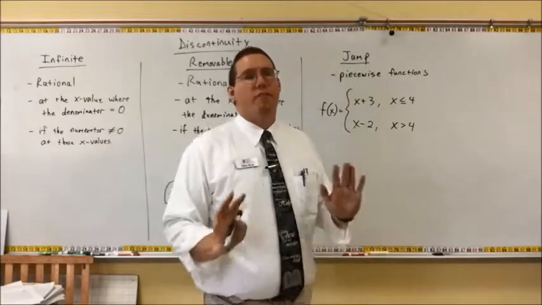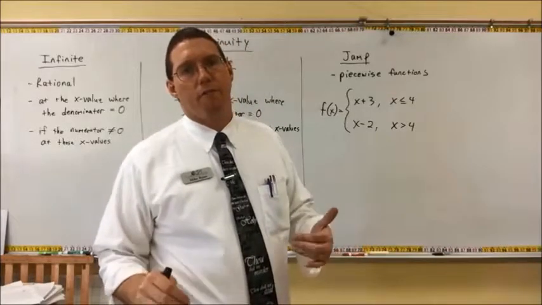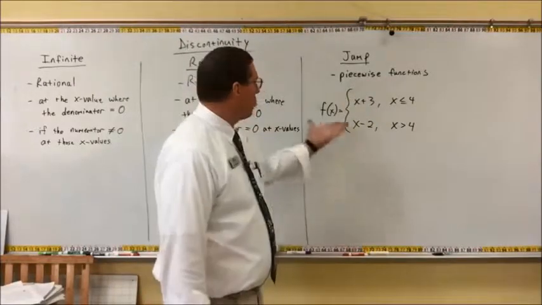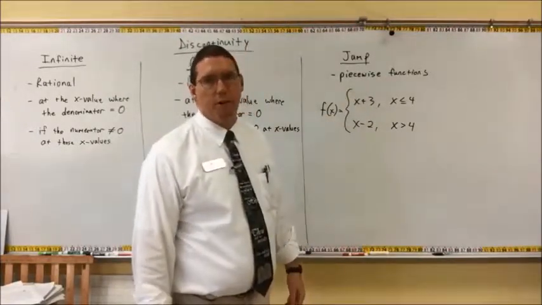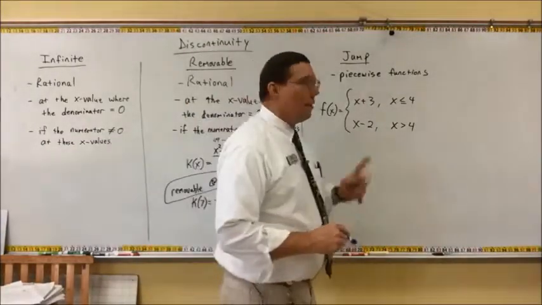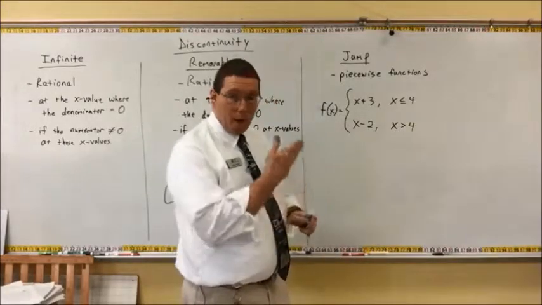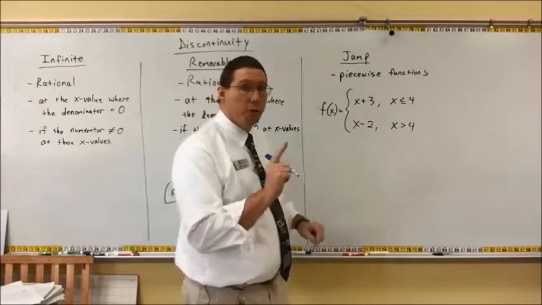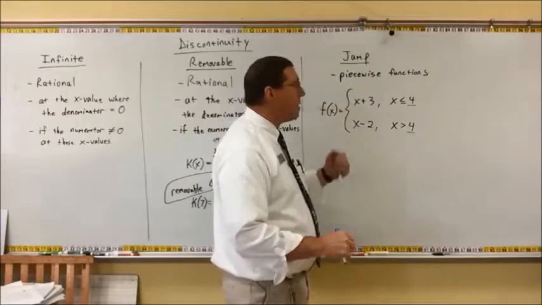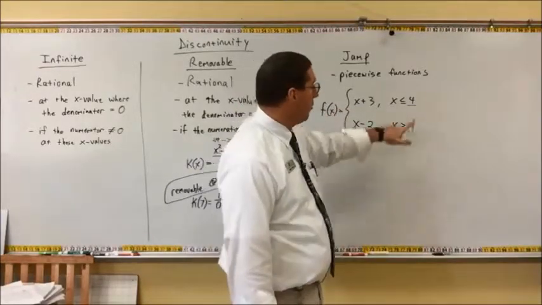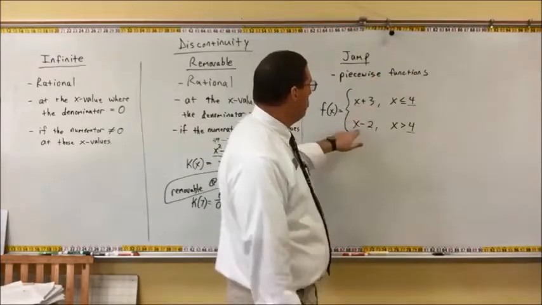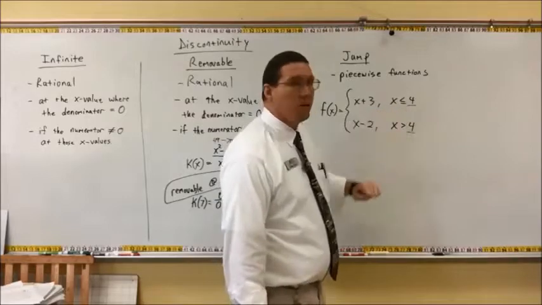In most cases, you're more likely to see a jump discontinuity when you're dealing with piecewise functions. So I've given you a very simple piecewise function here as a quick example. So here's the idea. If you're going to have a jump discontinuity in a piecewise function, it's going to occur at one of the transition values. So here, this piecewise function only has one transition value. This function transitions from x plus 3 to x minus 2 when x is equal to 4.